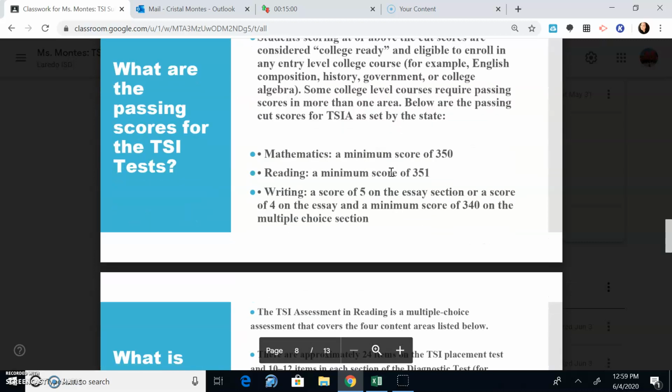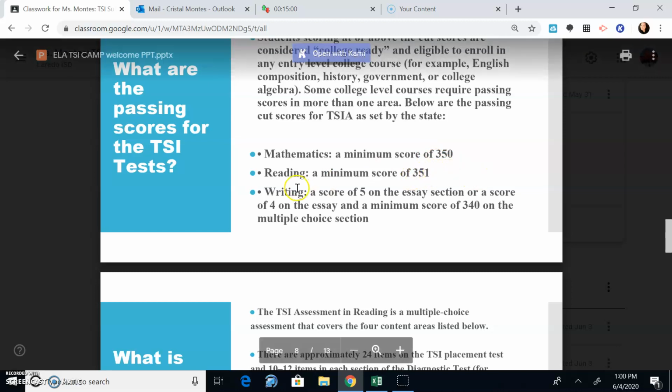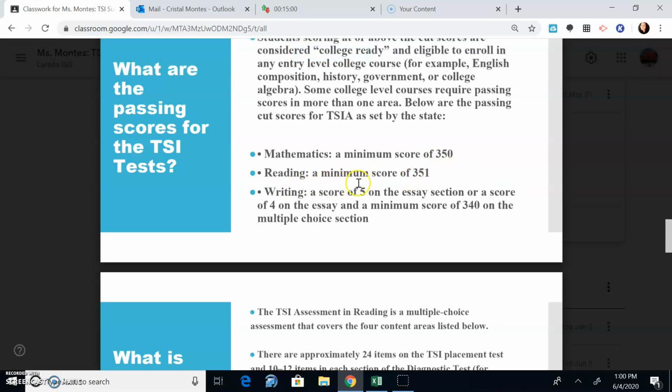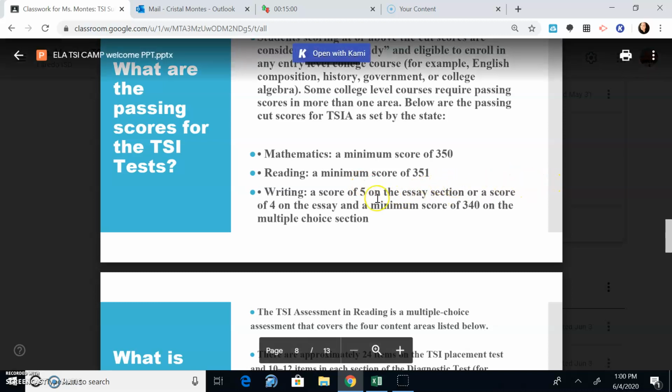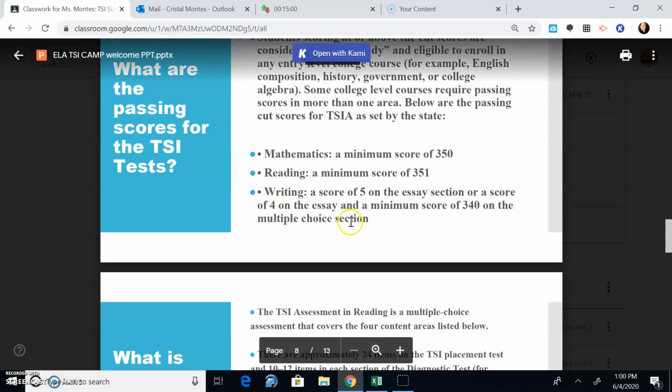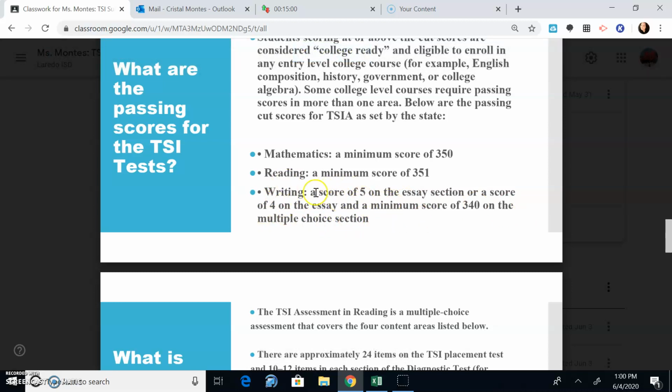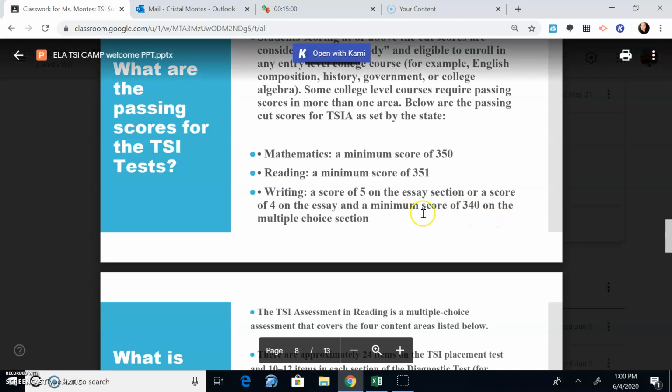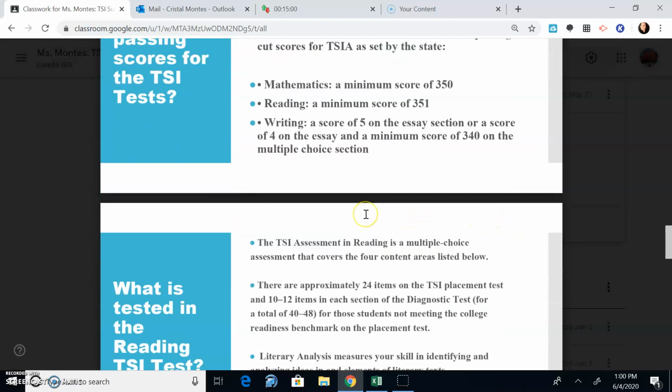So here I included the scores. What are the minimum scores that you need to get in order to pass the TSI test? For mathematics, it's a minimum score of 350. For reading, it is a minimum score of 351. And for the writing, you have a score of a 5 on the essay section or a score of 4 on the essay and a minimum score of 340 on the multiple choice. So the writing portion will be an essay. The essay is persuasive argumentative, and then the questions are revising and editing questions.